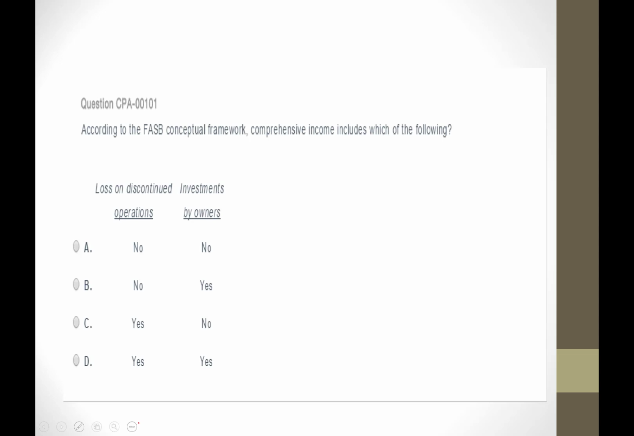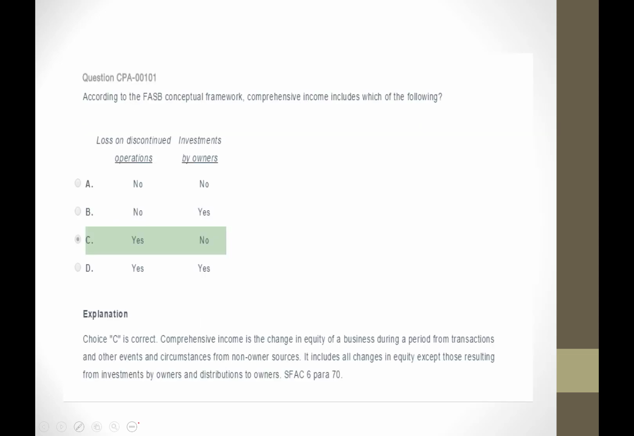How about, I'm tipping you off on the answer. How about investments by owners? No. Investments by owners are not part of my comprehensive income, right? Okay, it's all changes except investment by owners and distributions to owners, which are dividends. Okay, good.